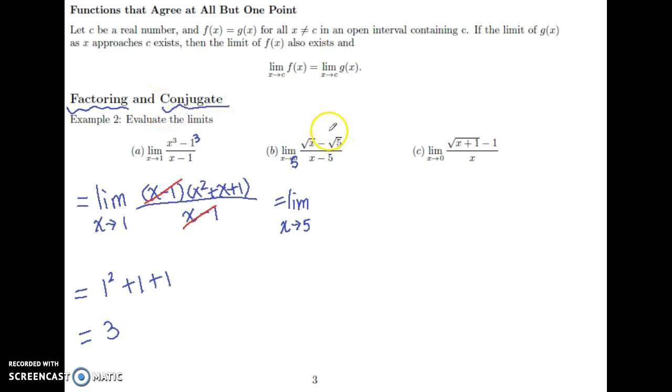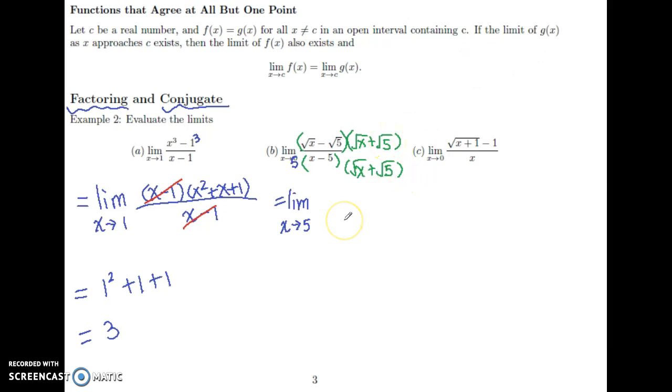So what is a conjugate? What is the conjugate of square root of x minus square root of 5? Well, it is the same thing, except it will be a plus sign. The sign will be different. So you multiply top and bottom by the conjugate. We multiply square root of x plus square root of 5 for the top and bottom.